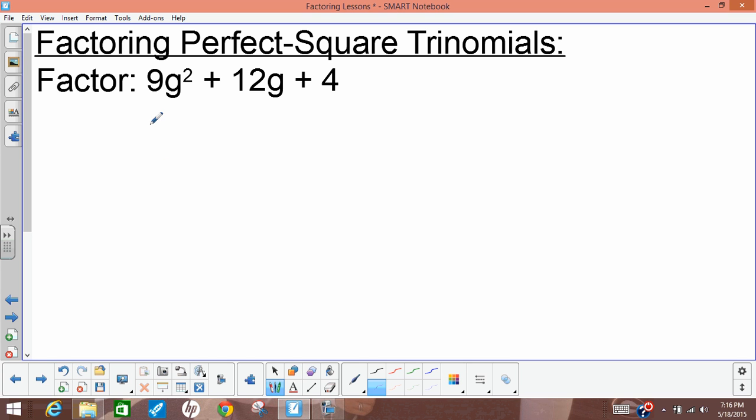So what we're going to do is we're going to examine A, and we're going to examine C. And we can see that 9 and 4 are both perfect squares. So the way we can factor this is kind of simply, we'll start with our two parentheses, and the beginning of each parentheses is going to be the square root of 9, which is 3, and then that gets a g. And then the second is the square root of that number at the end, which is 2.